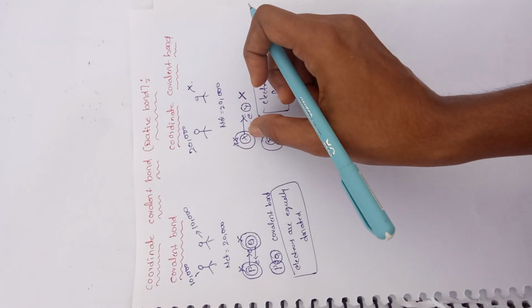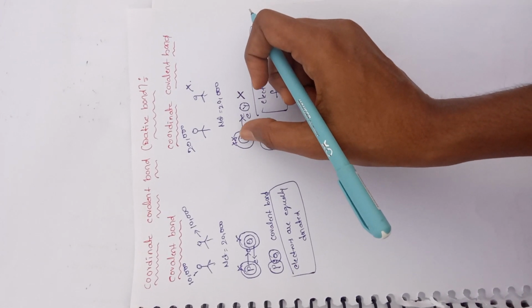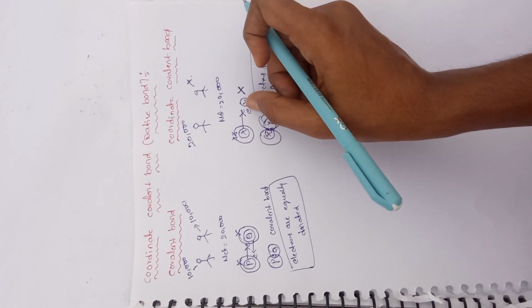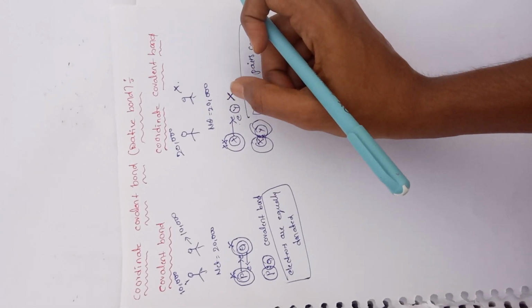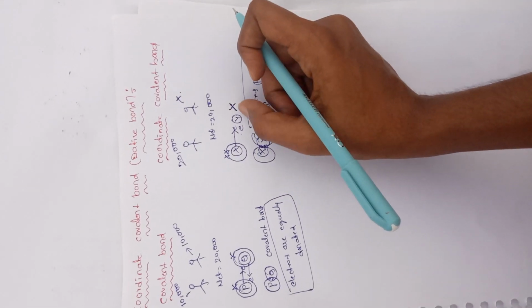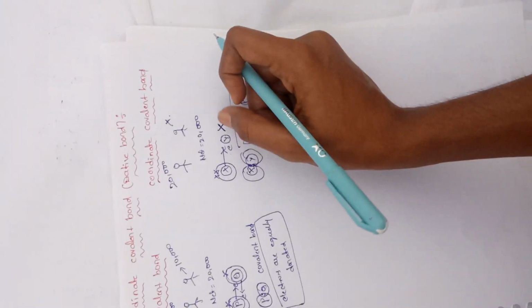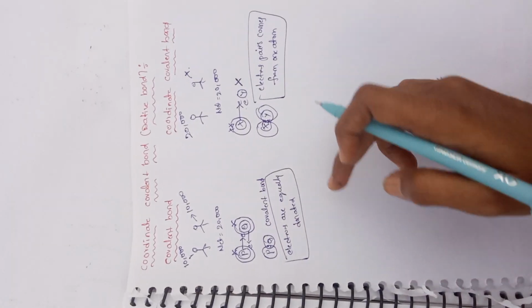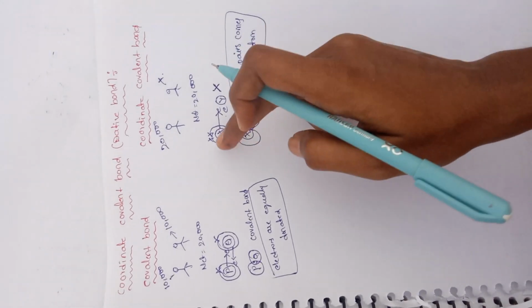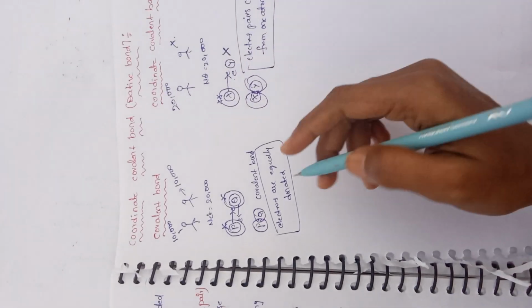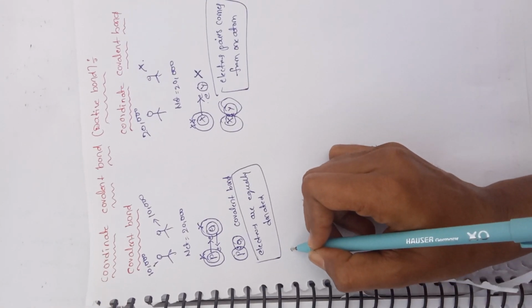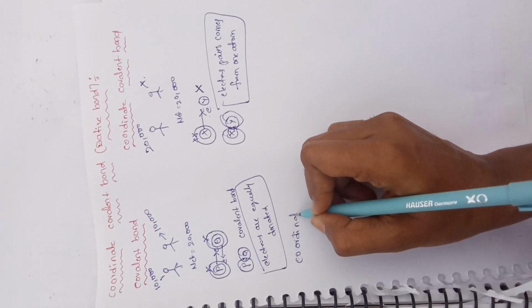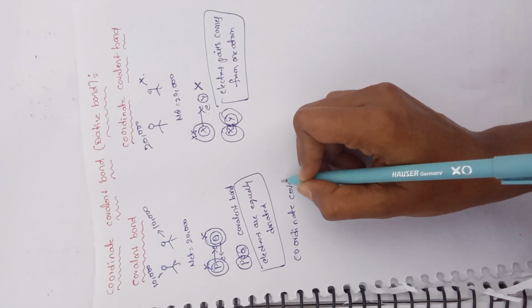In this coordinate covalent bond, the 2 electrons are with only one atom. This one atom donates the 2 electrons to another atom, but the other atom has no electrons, that means empty space. This is the coordinate covalent bond. Electron pairs come from only one atom. So coming to the coordinate covalent bond.